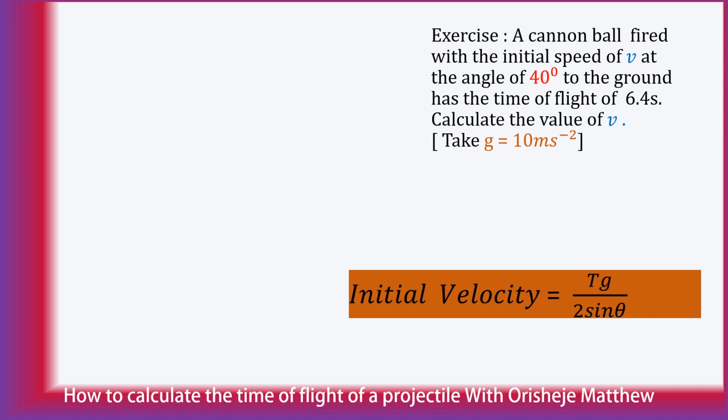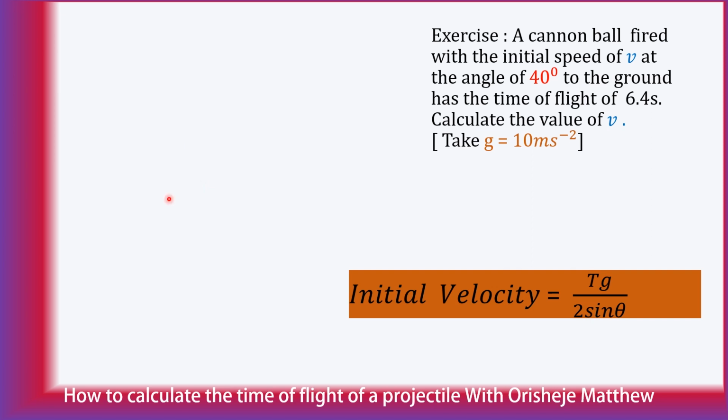So in this question, we want to find the initial speed of projection. And in this question, there are 4 parameters. We have the angle of projection, 40 degrees. You have the time of flight, 6.4 seconds. Then you have the value of g, which is 10 meters per second square. And then you have the initial speed of projection, which is v in this question.